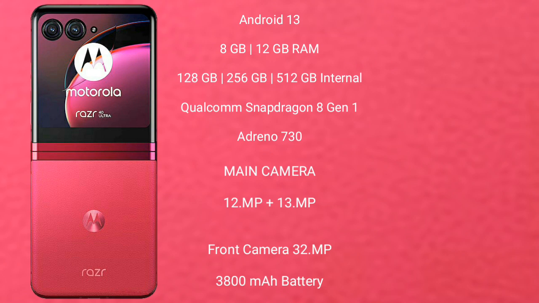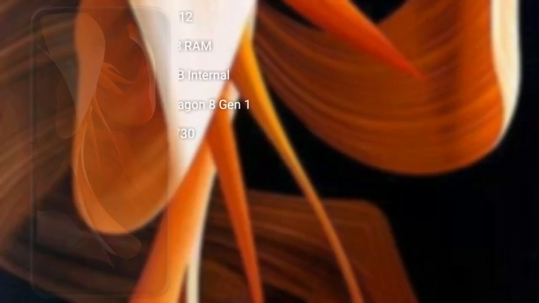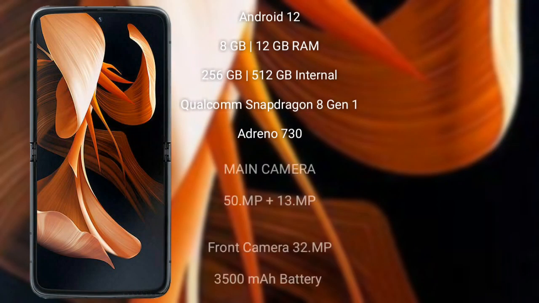It comes with 8GB, 12GB RAM and 256GB, 512GB internal storage, Qualcomm Snapdragon 8 Gen 1 processor and GPU Adreno 730. Motorola Razr 40 Ultra rear dual camera setup 12MP plus 13MP and front camera 32MP, 3800mAh battery, 30W fast charging support. Motorola Razr 2022 runs on the Android 12 operating system.